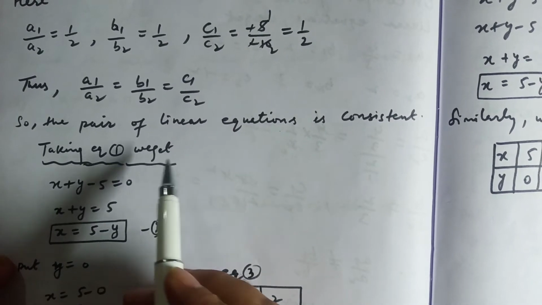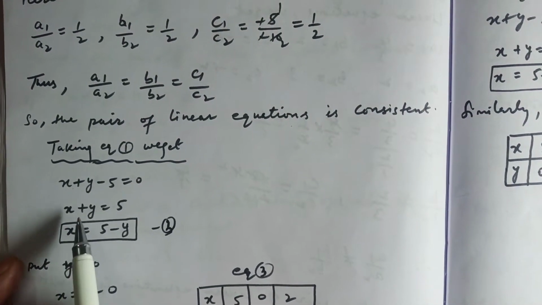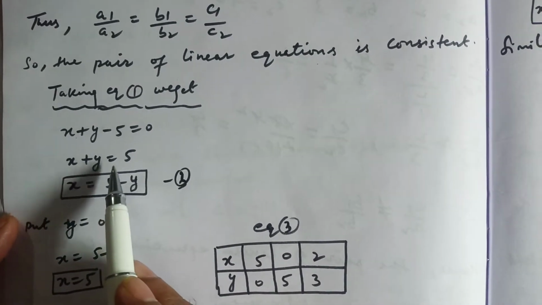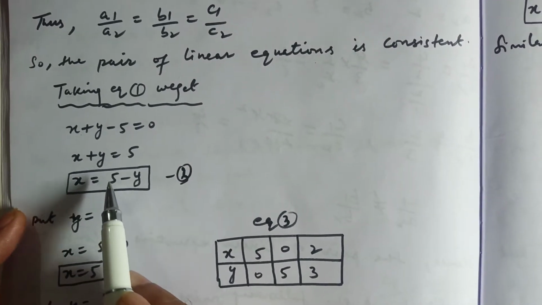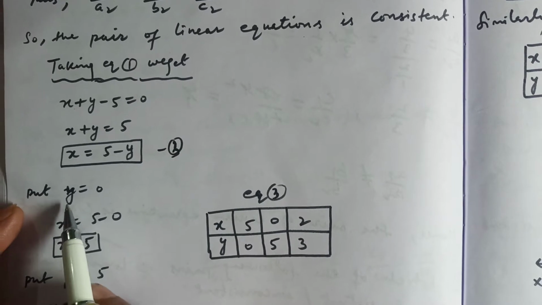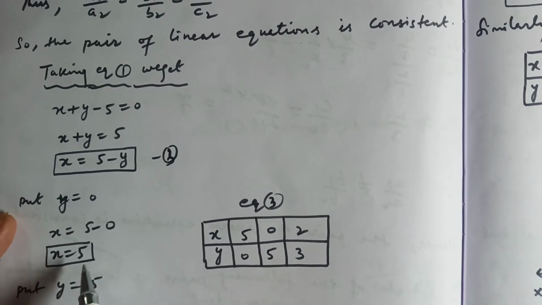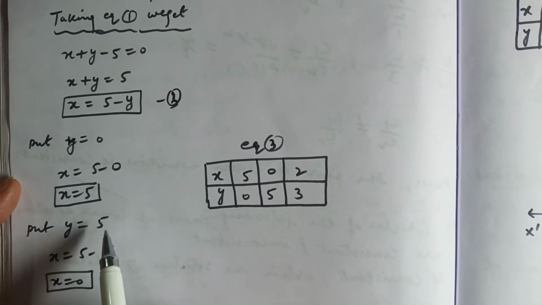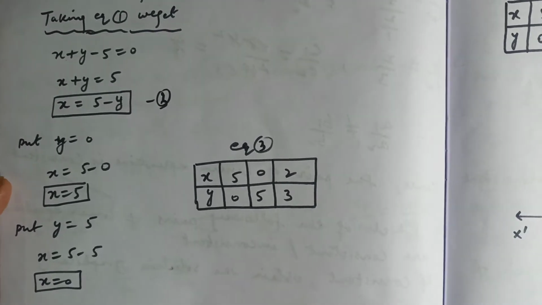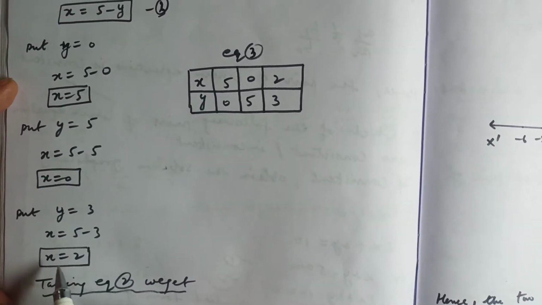Taking equation first, we get x plus y minus 5 equal to 0, x plus y equal to 5, x equal to 5 minus y. Equation third: put y equal to 0 in the above equation, x equal to 5 minus 0, x equal to 5. Put y equal to 5 in the third equation, x equal to 5 minus 5, x equal to 0. Put y equal to 3, x equal to 5 minus 3, x equal to 2.